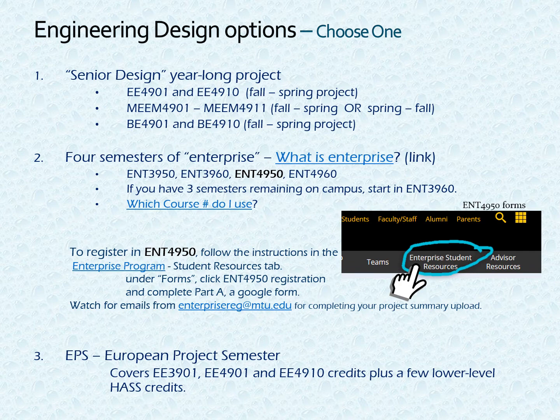And third, the option is the European Project Semester, where you could go in one of your last 2 semesters, mainly for the project credits, and potentially 3 credits of lower level Haas. An additional semester might be needed with this choice.